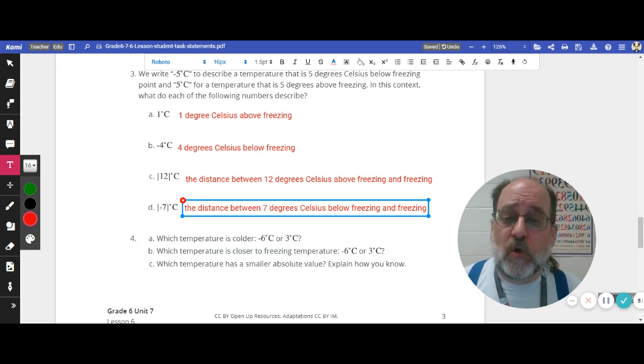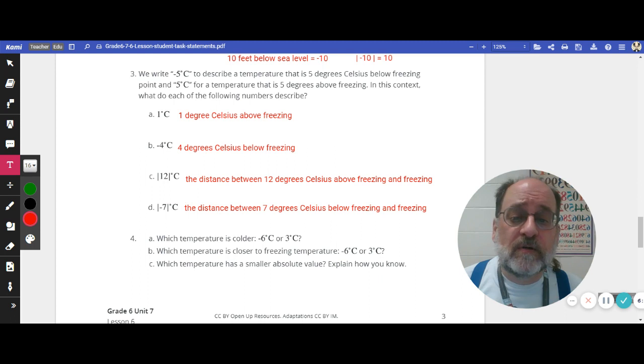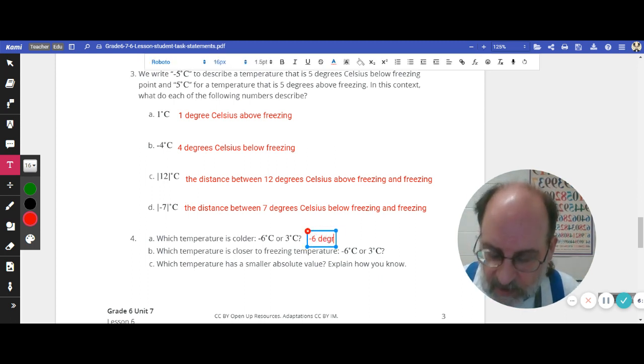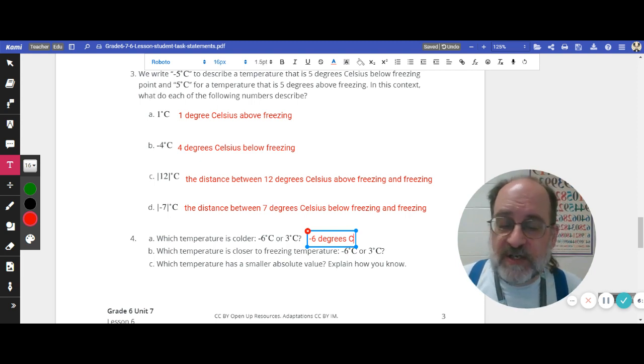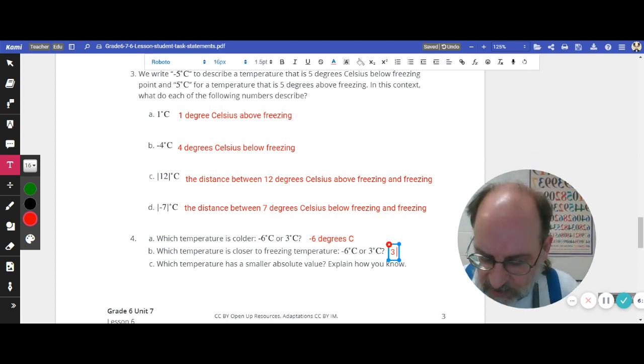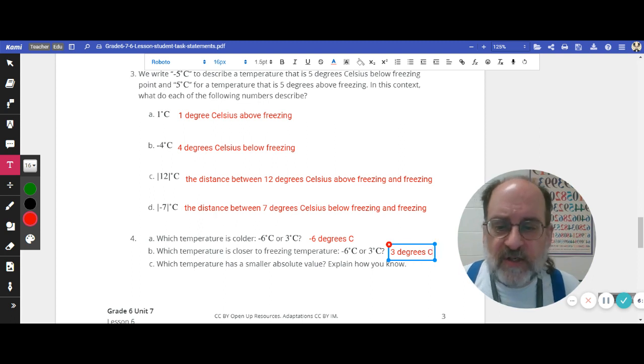Okay, which temperature is colder? -6 degrees Celsius or 3 degrees Celsius? And hopefully you know those negative temperatures are colder. So -6 degrees Celsius. Which temperature is closer to freezing temperature? -6 degrees Celsius or 3 degrees Celsius? When you take a look at this, you're trying to say which one is closer to 0, which is the freezing temperature. And -6 degrees is 6 degrees away, and 3 degrees is 3 degrees away. So the answer to this is 3 degrees Celsius.